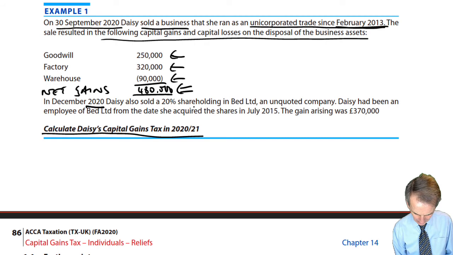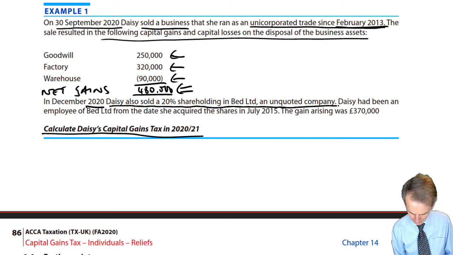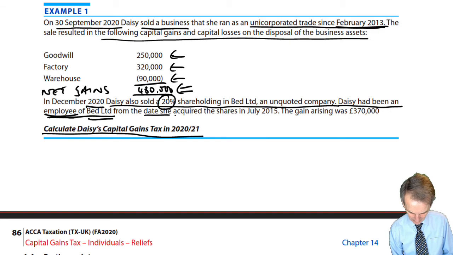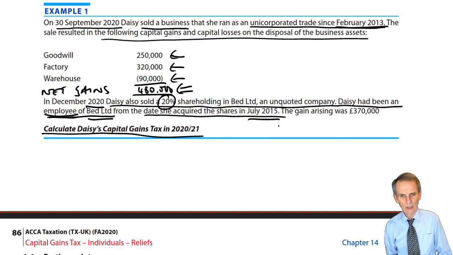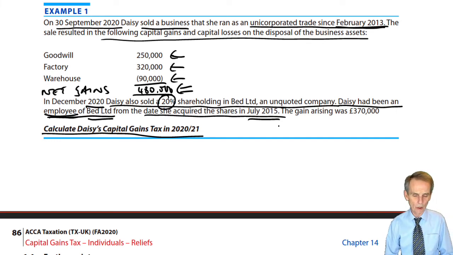In December 2020, Daisy also sold a 20% shareholding in Bed Limited, an unquoted company. 20%. We've got at least 5%. Daisy had been an employee of Bed Limited from the date she acquired the shares in July 15. So we've been an employee, we've owned the shares, yet again, for more than 2 years. We therefore qualify.